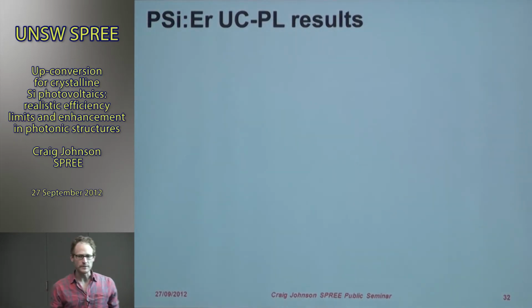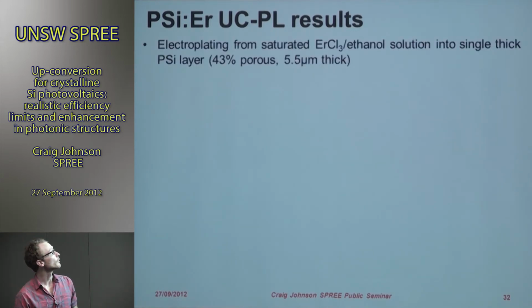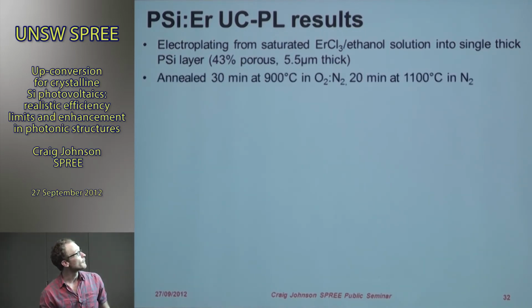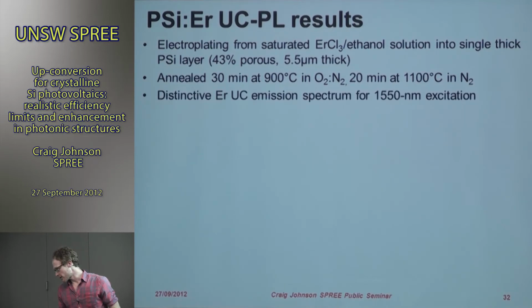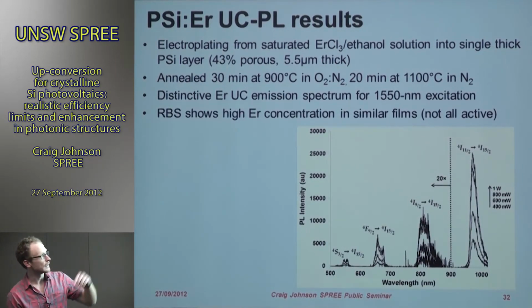So here are some representative results of upconversion photoluminescence measurements from a porous silicon erbium layer. We electroplated from a saturated erbium chloride ethanol solution into a thick layer, 43% porosity and nearly 6 microns thick. Annealed it, and you need to do this to optically activate the erbium within the structure. And we saw, under 1550 nanometer laser excitation, a very distinctive erbium upconversion emission spectrum. If you think back to the ladder diagram, what we have here is emission at 550, 660, 810, and 980 nanometers.